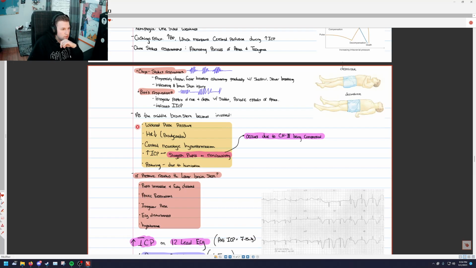Some things that we can look for if we suspect that our brainstem is involved are a widened pulse pressure, decreased heart rate, central neurogenic hypoventilation, increase in ICP, of course, sluggish pupils, non-reactivity. This could be our third cranial nerve, our oculomotor, being compressed, and posturing.